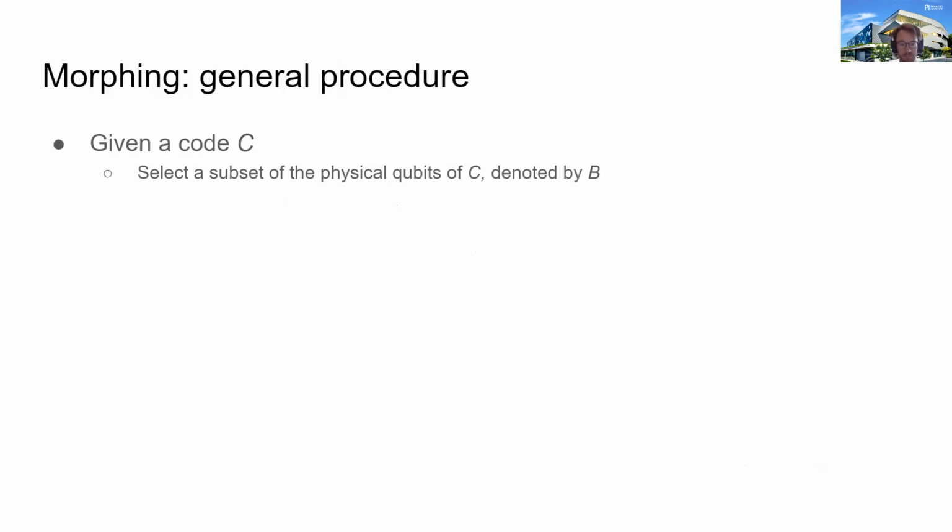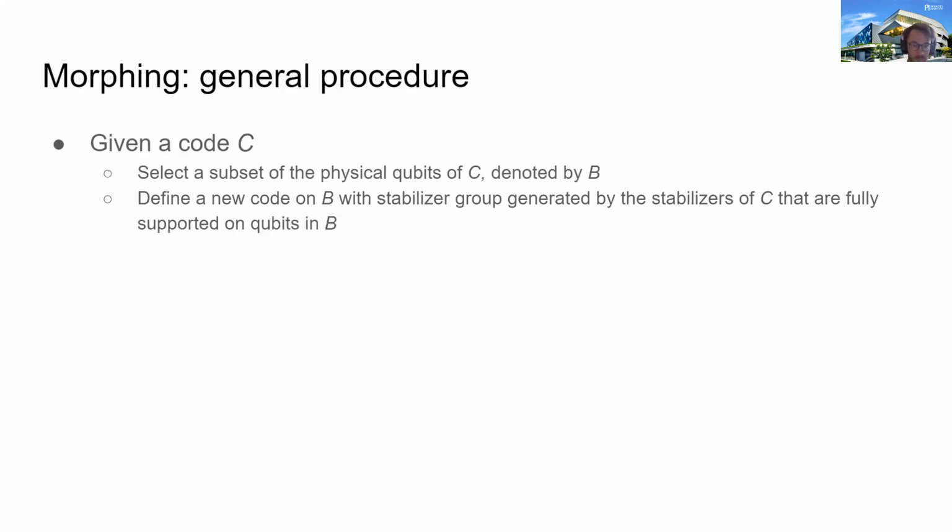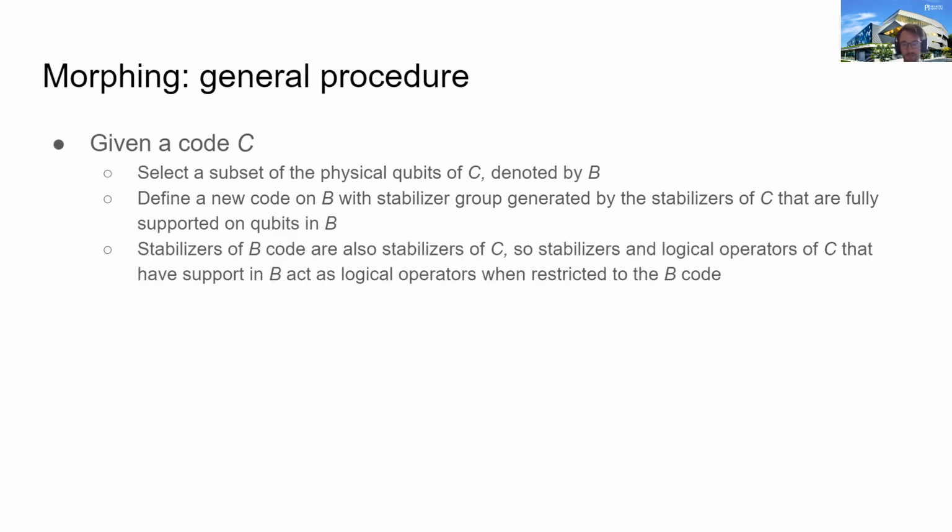Okay, so the general procedure, which we're calling morphing, is as follows. We start with a stabilizer code C, and we select a subset of the physical qubits of C, which we denote by B. Now we can define a new code on B, and this code has a stabilizer group which is generated by the stabilizers of C that are fully supported on the qubits in B. And the key thing here is that the stabilizers of this B code are also stabilizers of C. This means that the logical operators of C that have support in B act as logical operators of the B code. And this is crucial because it allows us to understand how the logical operators and stabilizers of the code C are transformed by morphing.